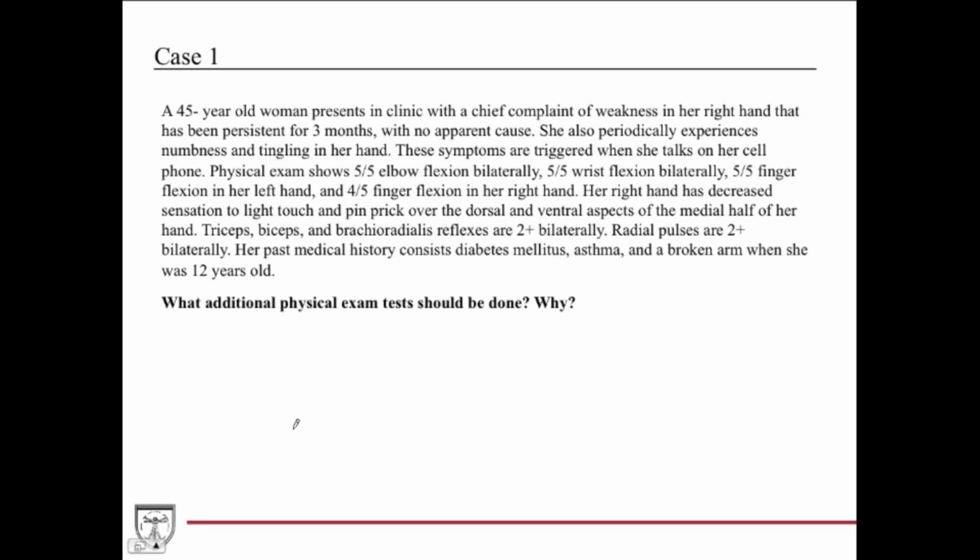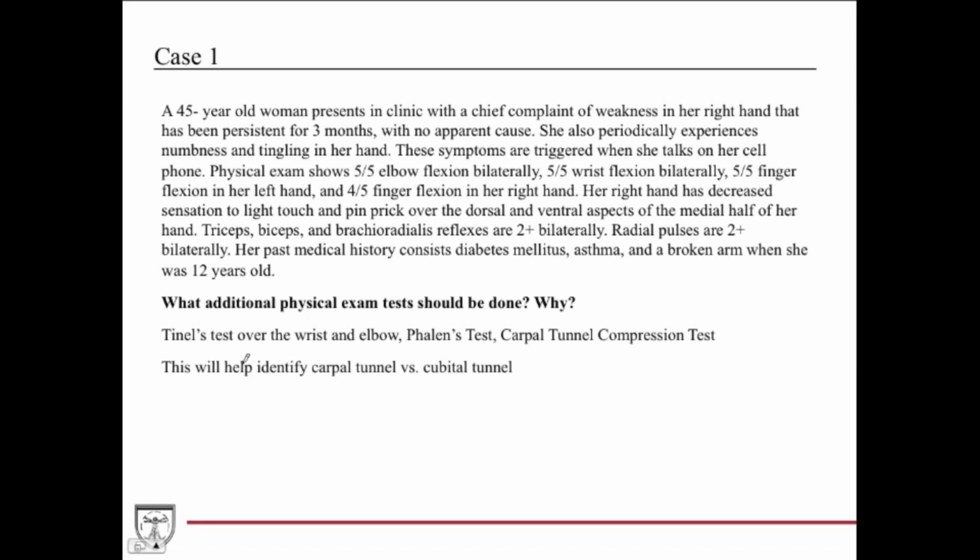And so what are some additional physical exam tests that could be given and why? So you could do Tinel's test over the wrist and the elbow. Tinel's test is just tapping where you think there's some nerve compression. You can also do it over the tarsal tunnel at the ankle. So you would do Tinel's test at the wrist and the elbow, and when someone presents with this, a thorough exam would involve that because you want to eliminate any possible cause of the symptoms.